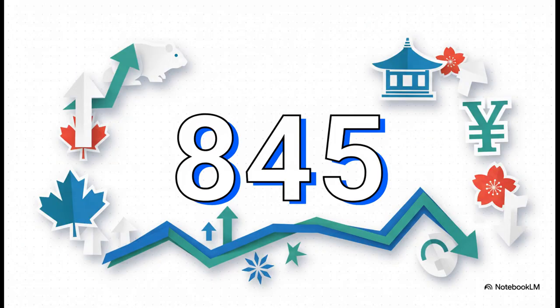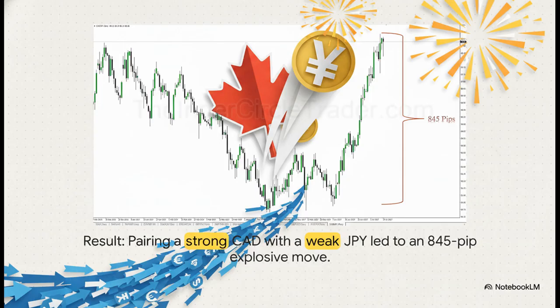So, what happens when you pair that kind of unmistakable strength with that kind of undeniable weakness? Well, in this case, pitting the strong Canadian dollar against the weak Japanese yen pointed to a potential monster move of 845 pips. And boom, here's the result on the CAD/JPY chart. Just like the analysis suggested, pairing that strong CAD with the weak JPY led to an absolutely explosive rally. The market just took off in the second week of June and basically never looked back. This is the incredible power of the megatrade framework.